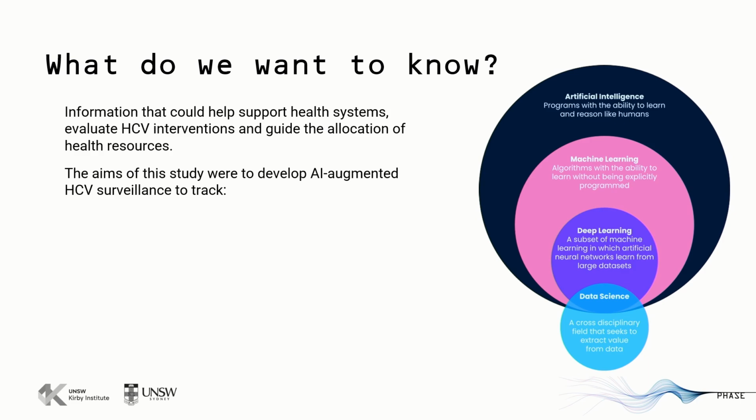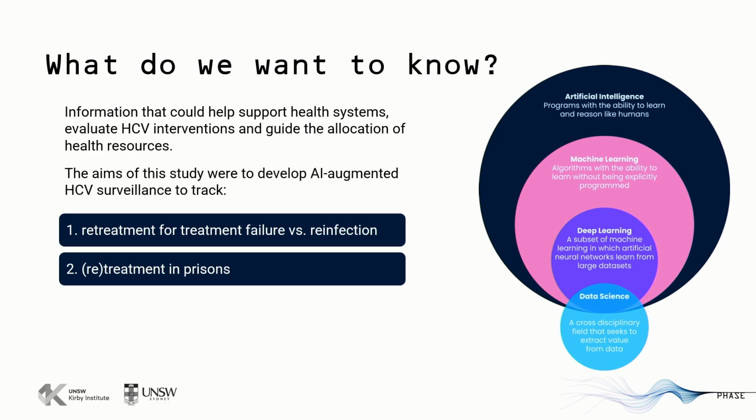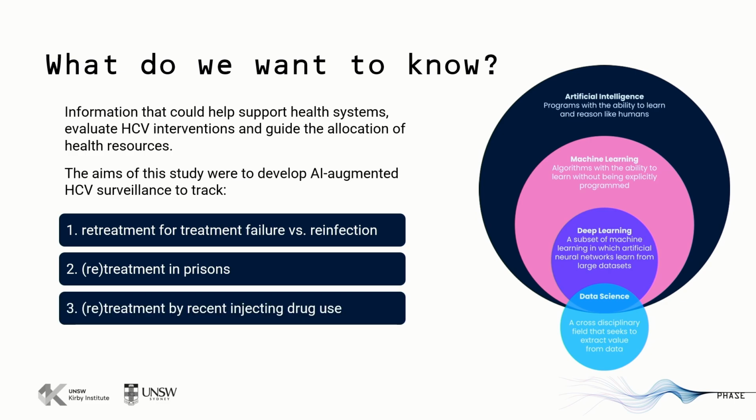So what do we want to know? So we want to know information that's going to help support health systems, evaluate HCV interventions, and guide the allocation of health resources. So the aims of this study were to develop AI-augmented HCV surveillance to track reason for retreatment, so whether it was reinfection or treatment failure, retreatment in prisons, and retreatment by recent injecting drug use. And for this component of the project, I'm going to be using machine learning, which is a subset of AI, and I'll be using those terms interchangeably.